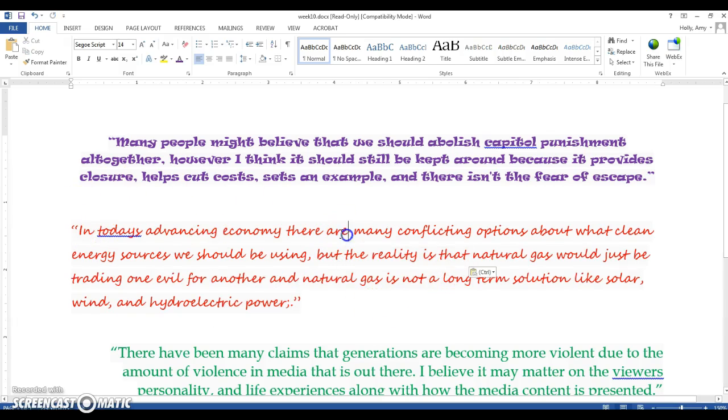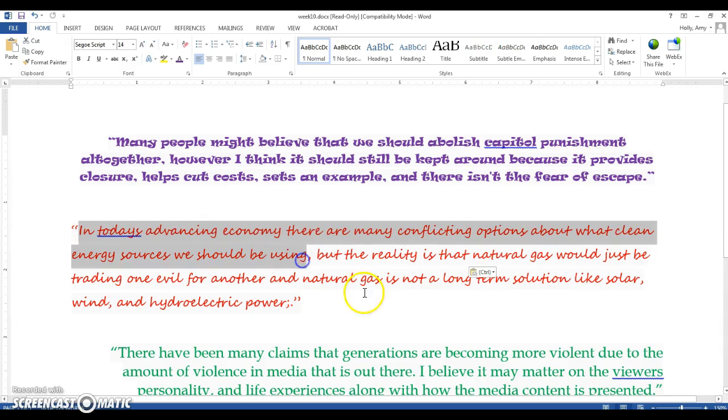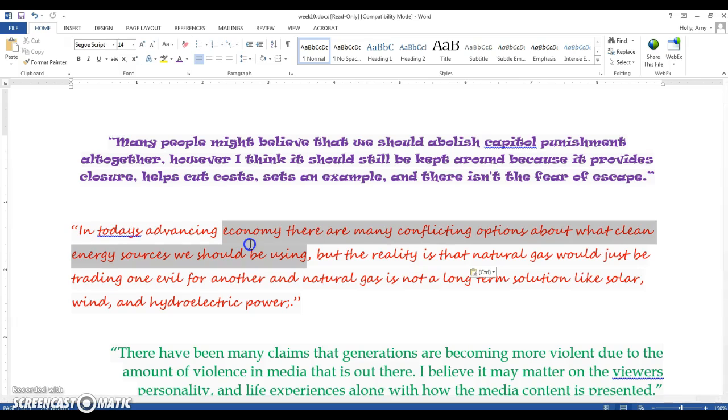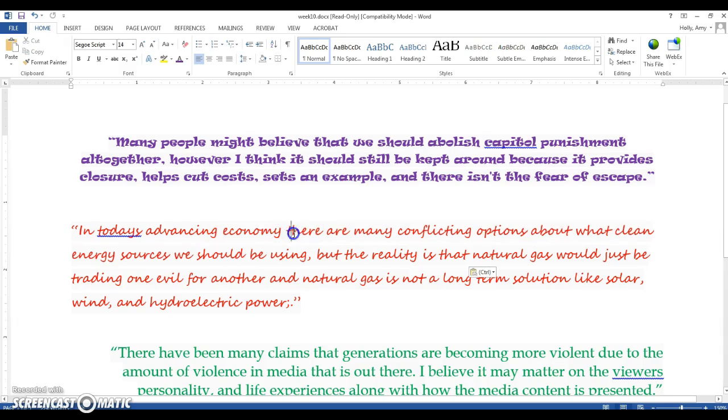And then here, this isn't really direct enough for the counter argument itself. So in today's advancing economy, there are many conflicting options about what clean energy sources we should be using. I think this person is trying to set up their discussion in favor of solar, wind, and hydro directly in opposition to natural gas. And so in that case, natural gas would be the counter argument that you would want to use for your surprising reversal, not just generally all the conflicting options, but specifically natural gas.